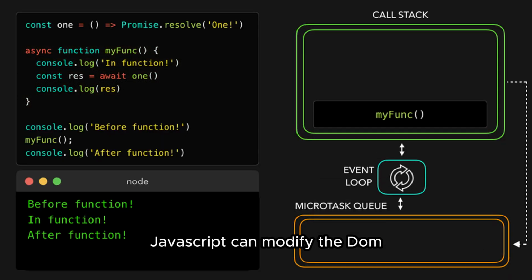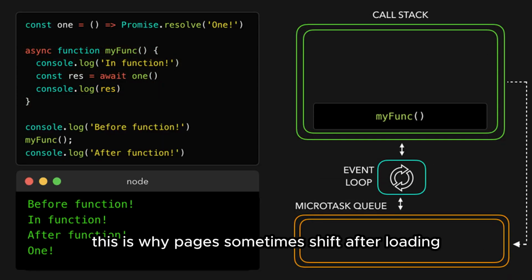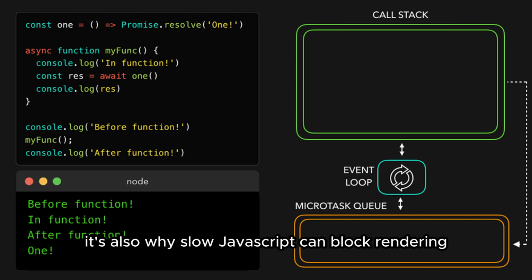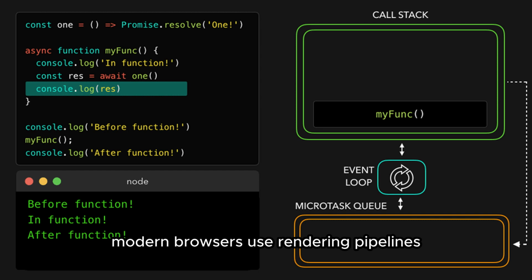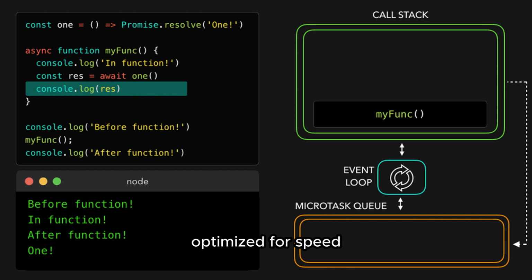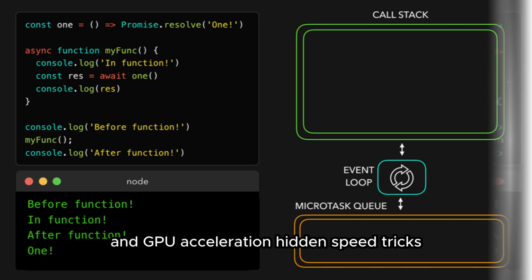JavaScript can modify the DOM, request more data, and change what you see. This is why pages sometimes shift after loading. It's also why slow JavaScript can block rendering. Modern browsers use rendering pipelines optimized for speed, often spreading work across CPU cores and GPU acceleration.